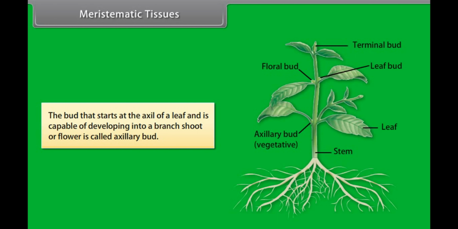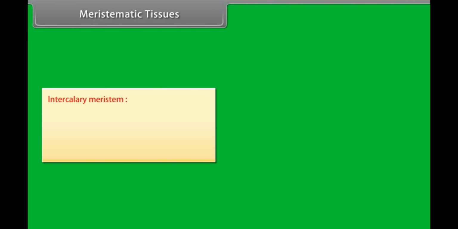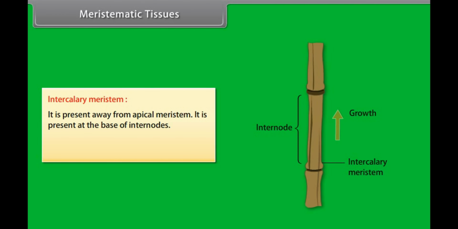The bud that starts at the axil of a leaf and is capable of developing into a branch, shoot or flower is called axillary bud. Intercalary meristem is present away from apical meristem. It is present at the base of internodes, for example, in grasses and wheat, or at the base of leaf.